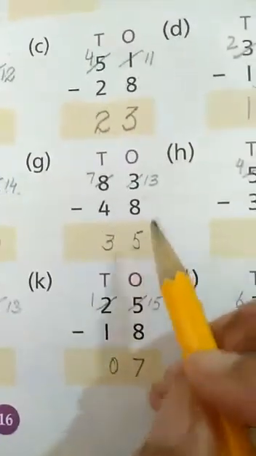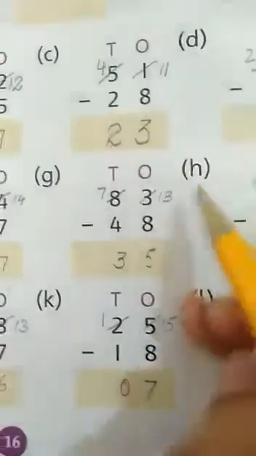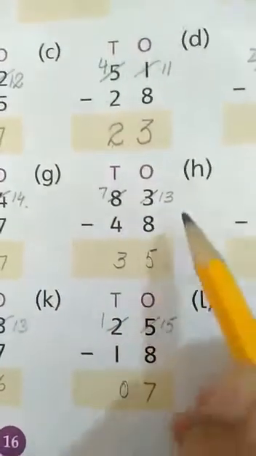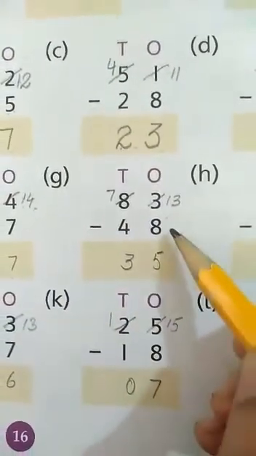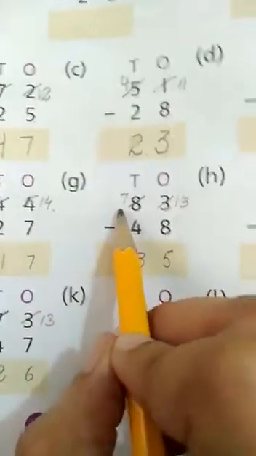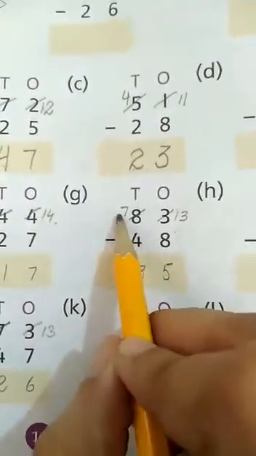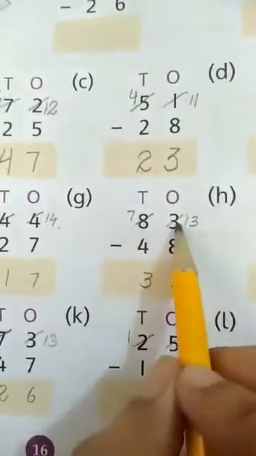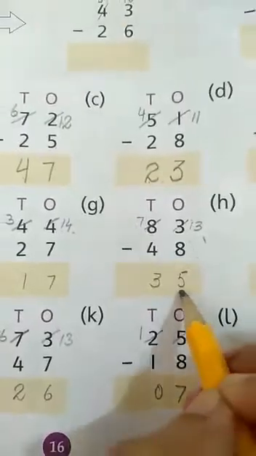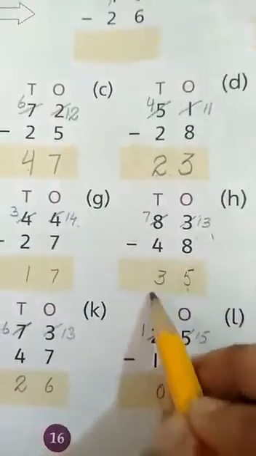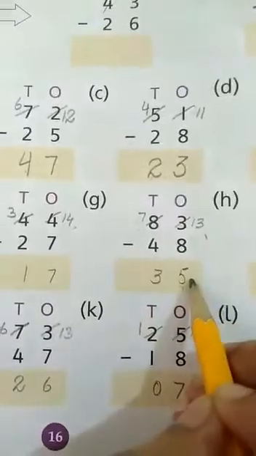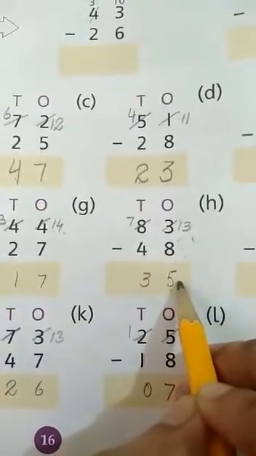On question number G, now we have 83 minus 48. So students, we cannot subtract 8 ones from 3 ones. So we can borrow 1 from tens column. So when we borrow, 8 becomes 7 and 3 becomes 13. So 13 minus 8 is equal to 5 and 7 minus 4 is equal to 3. So now we have 3 tens and 5 is equal to 35.